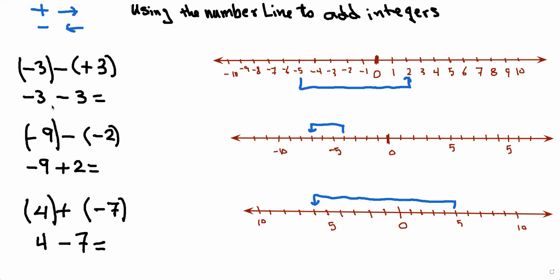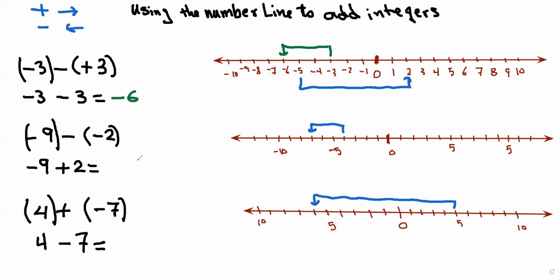So for this one, it's -3 - 3. So this is your starting point. The first number is always your starting point. You go to where -3 is, you point up. If you're adding, you go right. If you're minusing, you go left. So here it's -3, so you go left 3, 1, 2, 3. That takes you to -6.